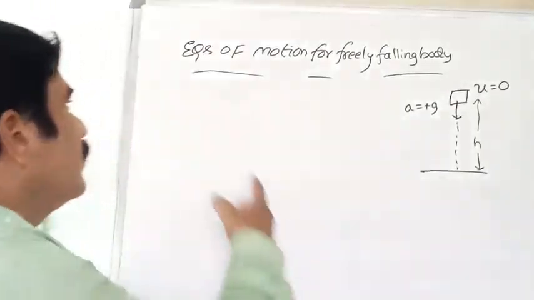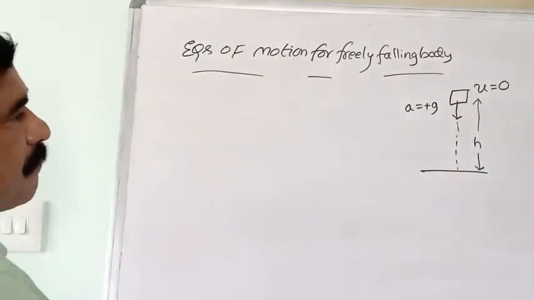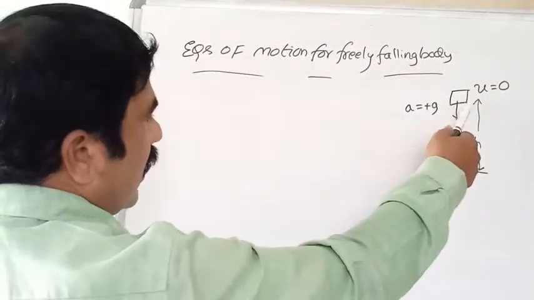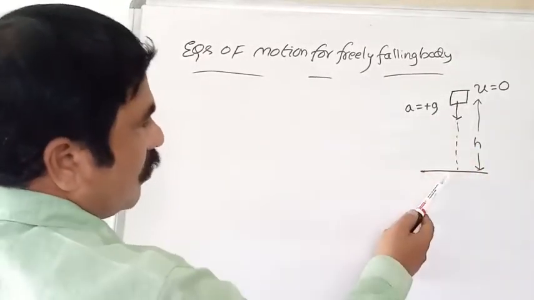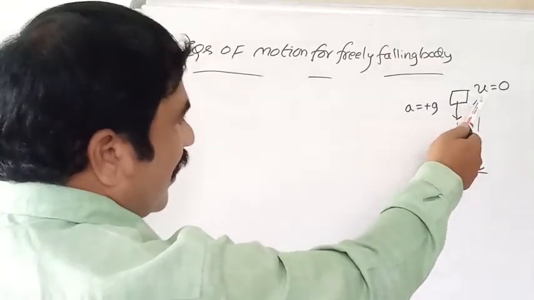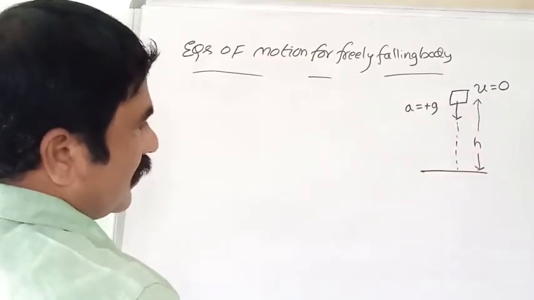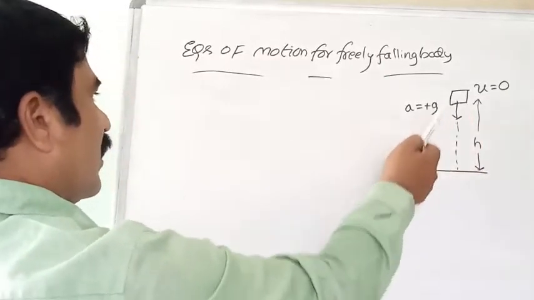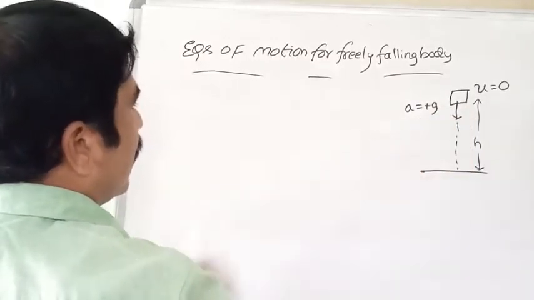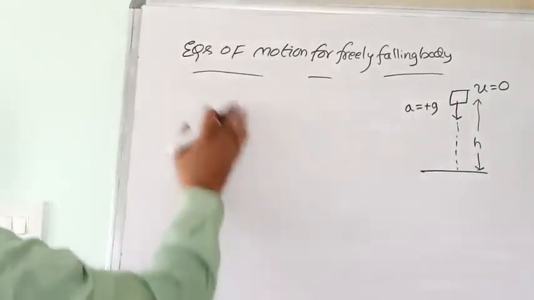Next topic is equations of motion for freely falling body. See, consider a freely falling body which is falling from a height h from the ground. Initial velocity for a freely falling body is always 0. Acceleration is always plus g. These two things consider: initial velocity 0, acceleration plus g. For each and every equation, these equations will become like this.